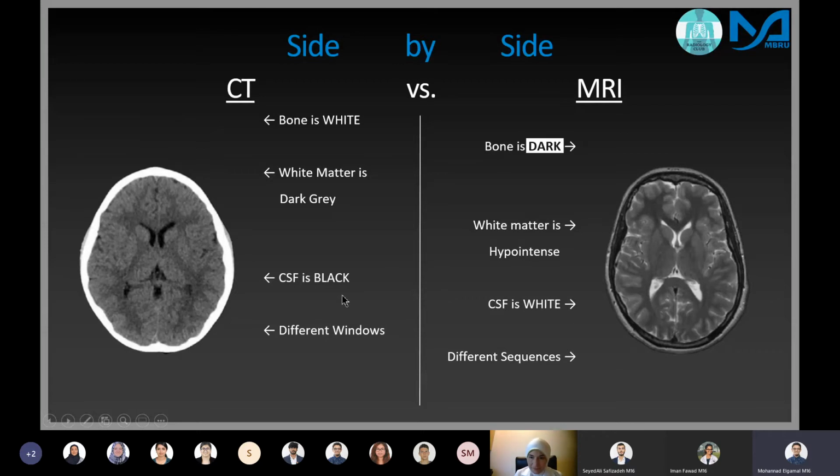Right, and then with CTs, you have these different windows. We discussed this would be more of a soft tissue window. Here we have different sequences, and this we said is a T2 STIR sequence.